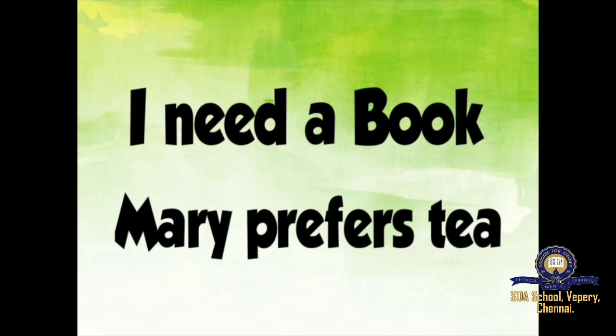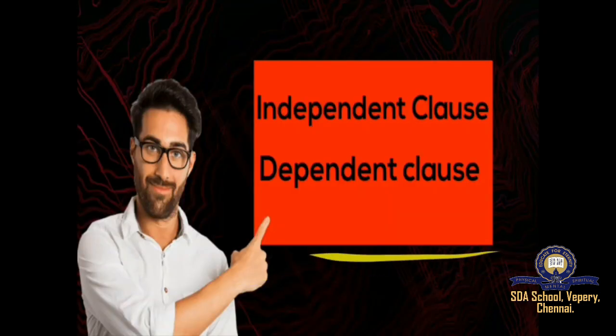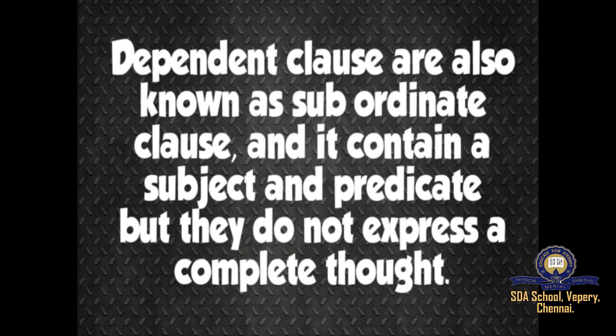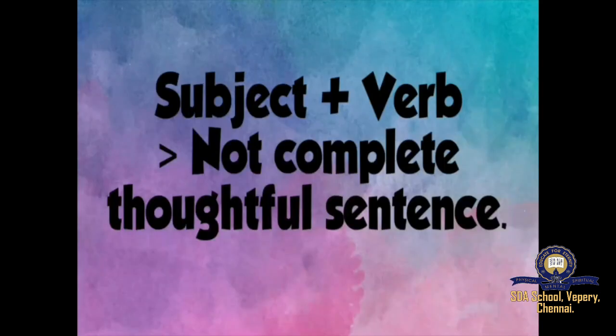Now let's move on to the dependent clause. Dependent clauses are also known as subordinate clauses, and they contain a subject and predicate, but they do not express a complete thought. I'll give an easy technique to find it. That is, subject plus verb that does not give a complete thought is called a dependent clause.